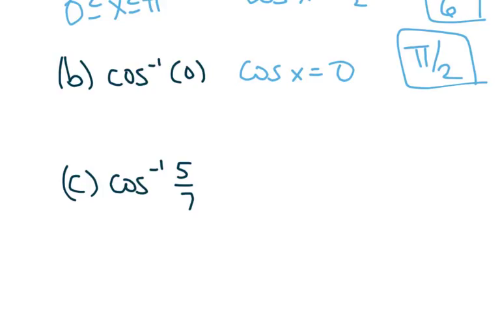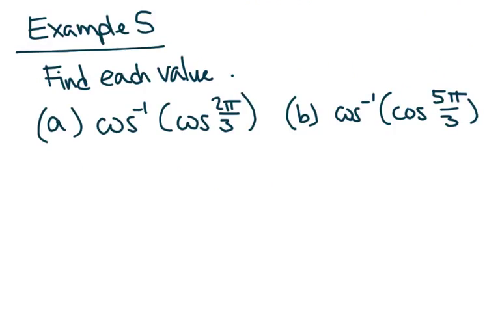So if this isn't one of our special answers, then the only way to do this problem is to do it in our calculator. Remembering that we want to be in radian mode, just do second cosine 5 over 7, and you'll find out the answer is 0.77519.